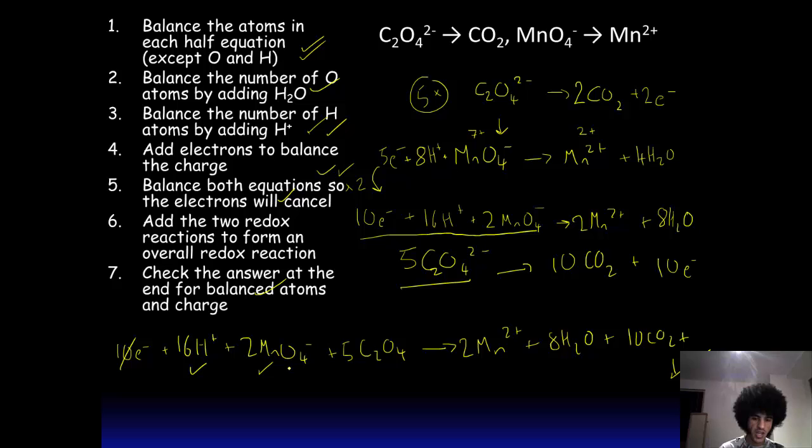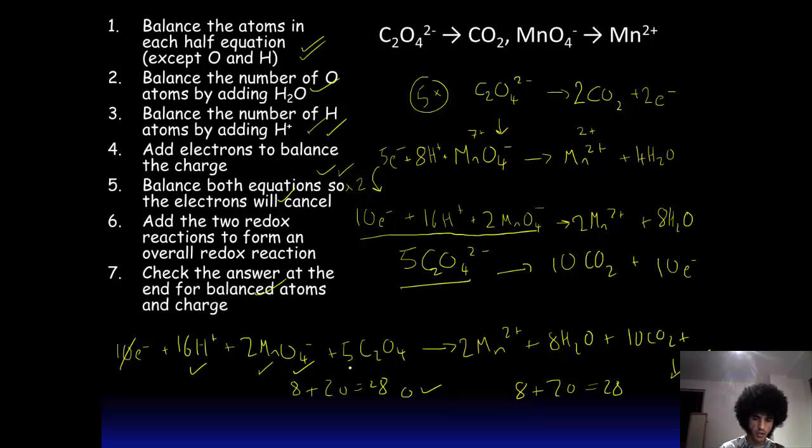4 lots of oxygen here, 5 times 4 is 20 there, so 8, 2 lots of 4, plus 5 lots of 4, which is 20, I believe gives me 28 oxygen. 8 here, plus 10 lots of 2, which is 20, gives me 28, so the oxygens also balance. So we've done that, we've done that, we've done that.